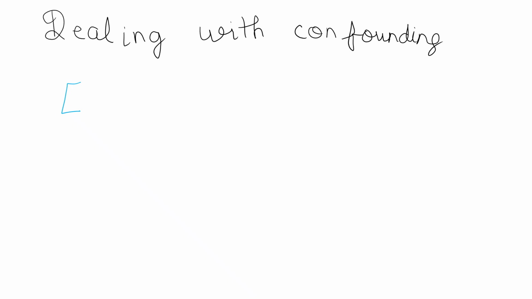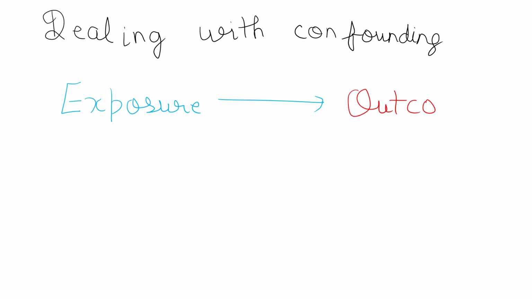See, this is an exposure, which will lead to an outcome. And this is basically a confounder. A confounder is one which affects both exposure as well as outcome. This you understood. Now how do we deal with confounding?